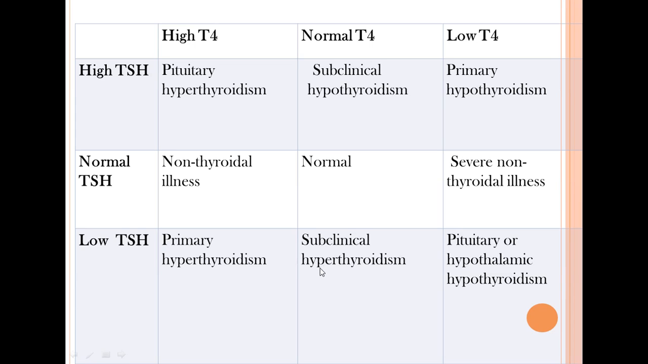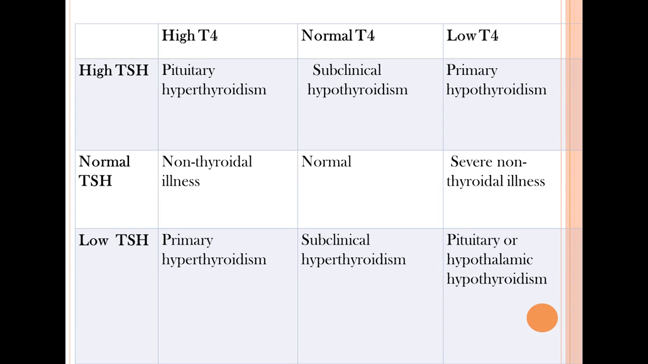While if the TSH is low and the T4 is normal, then this is a subclinical hyperthyroidism. Subclinical, it is a compensated hyperthyroidism, and if the TSH is low and the T4 is low, then the defect is in a higher center, either pituitary or hypothalamic hypothyroidism, because of the low stimulation of TSH, low production of TSH by the pituitary gland or the hypothalamus releasing TRH. The result will be low production of T4. In this condition, it is either pituitary or hypothalamic hypothyroidism.